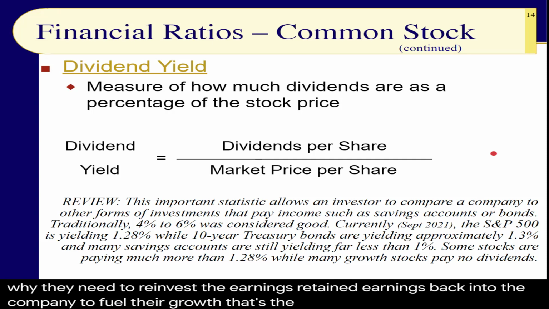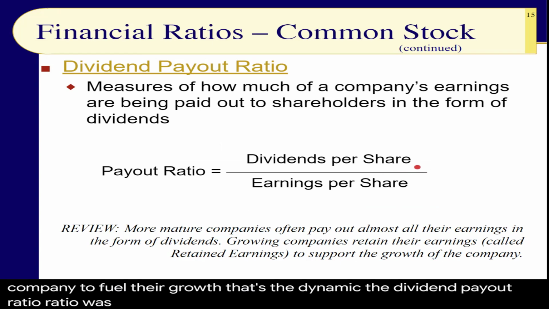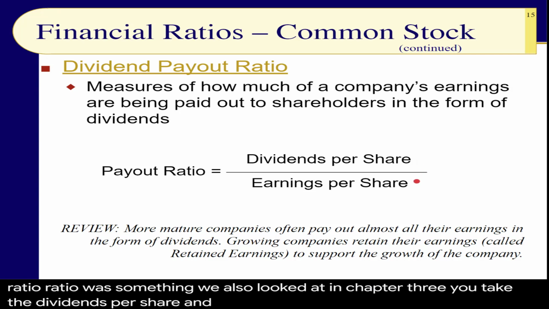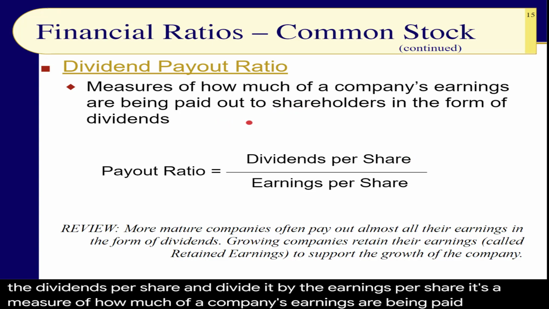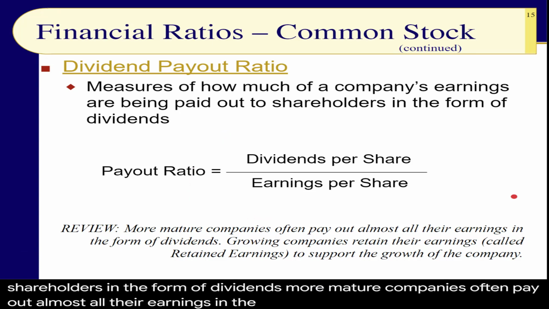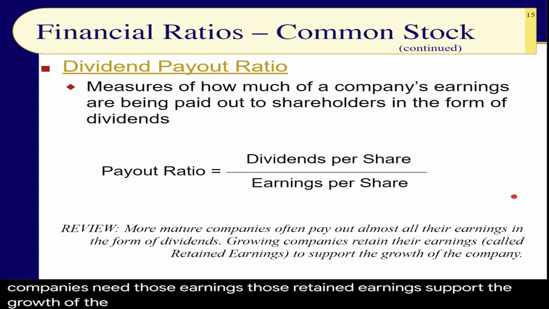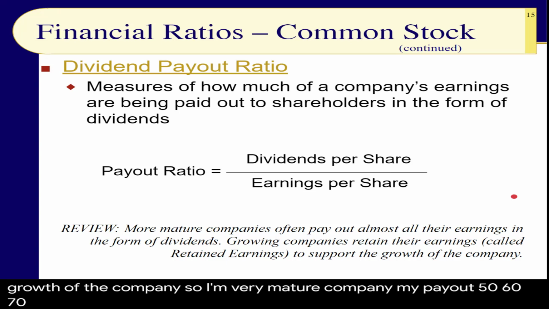That's the dynamic. The dividend payout ratio was something we also looked at in chapter 3. You take the dividends per share and divide it by the earnings per share. It's a measure of how much of a company's earnings are being paid out to shareholders in the form of dividends. More mature companies often pay out almost all their earnings in the form of dividends, whereas growing companies need those earnings, those retained earnings, to support the growth of the company. So a very mature company might pay out 50, 60, 70% of their earnings.